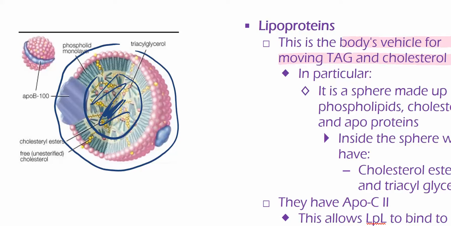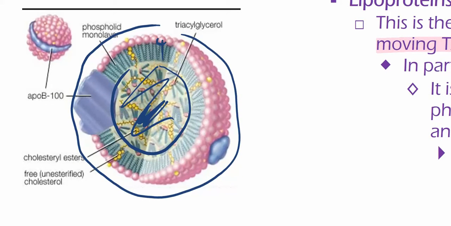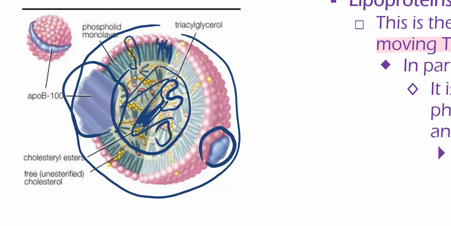Now, what are the components of the sphere? So we have the phospholipids, which we can see here, right? We have our apoprotein, and we have cholesterol. Inside of your lipoprotein, we're going to have triacylglycerol, which we can see here, and we're going to have cholesterol esters, which we can kind of see here in yellow.